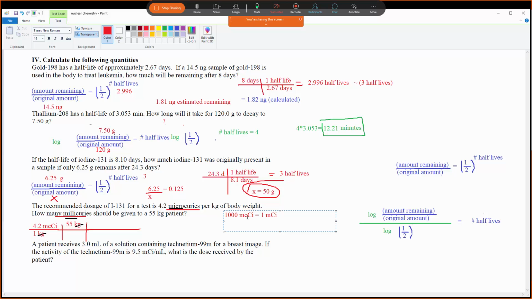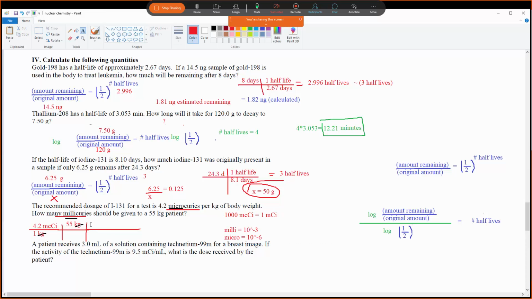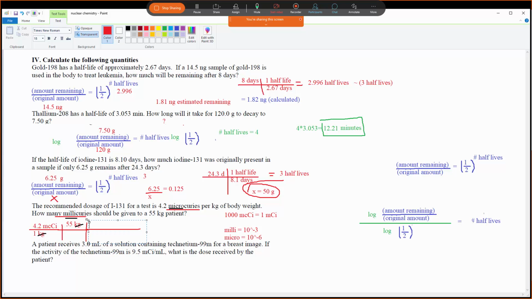They look the same, but the micro, that's the mu, right? Or you might remember, what we did was we memorized that milli equals 10 raised to the negative 3rd, and that micro is equal to 10 raised to the negative 6. So this is kind of the safer one that I would do. And I would say 1 curie is 1 times 10 raised to the negative 6 microcuries.